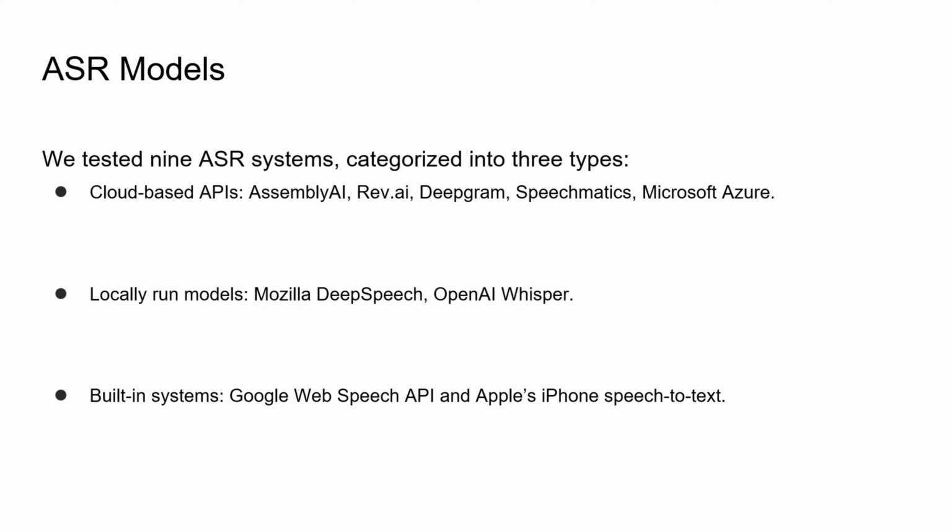We selected 9 speech recognition models, which we grouped into 3 categories based on how they are deployed. The first group includes cloud-based ASR APIs. These are commercial services that rely on powerful servers and deep learning technologies to provide high-accuracy transcription.